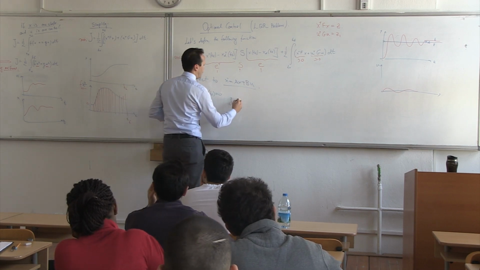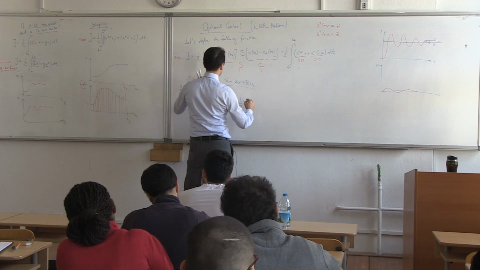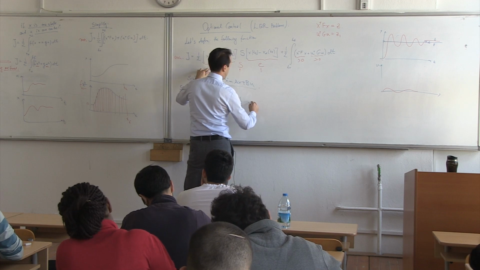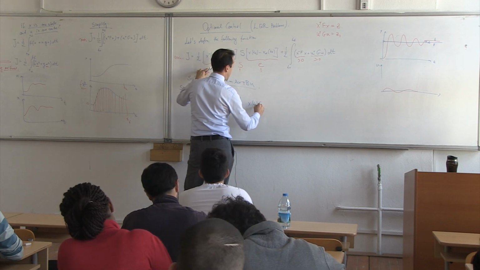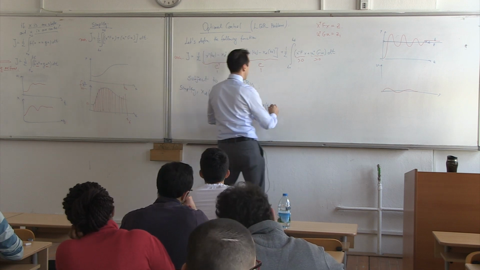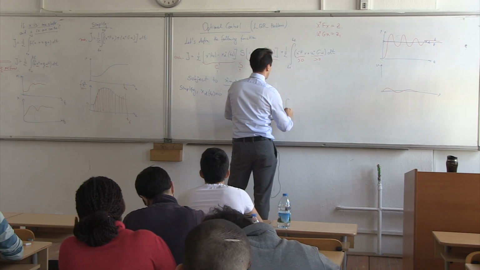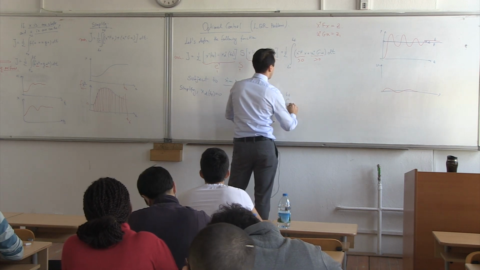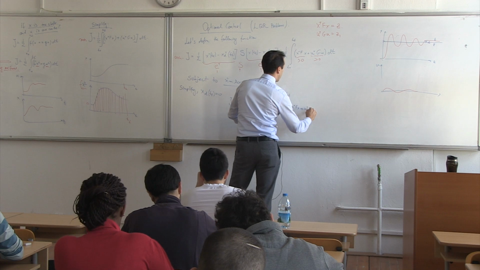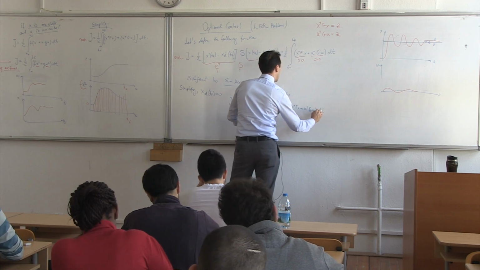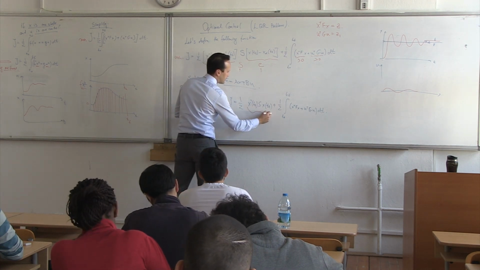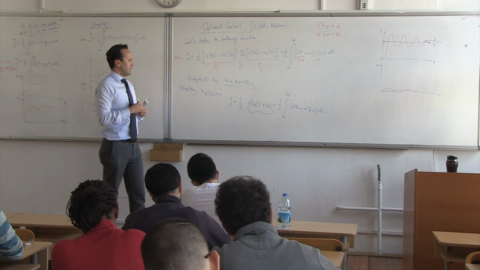So J will be equal to 1 over 2 X T final transpose S X T final plus 1 over 2 integral from 0 to T final of X transpose F X plus U transpose G U dt. So it will look like this now, and the steady state part only looks at that. You see? And this is usually what we want.